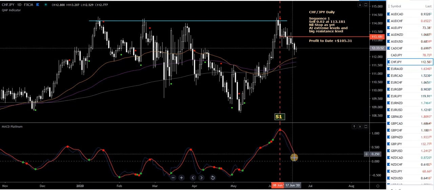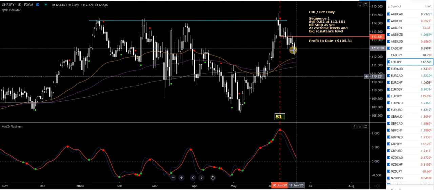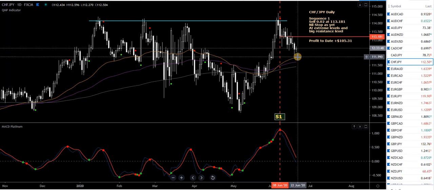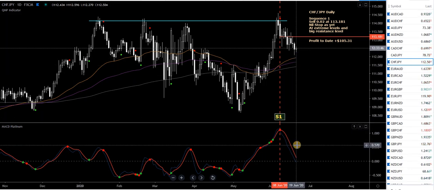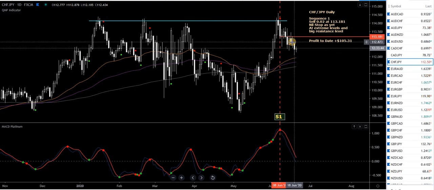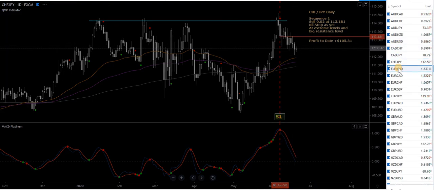The MACD Platinum is still above the zero level. It's getting closer. Hopefully it'll just keep on coming down towards the 50 there, and then I'll start to take some action, like close half, put a stop in place, etc.